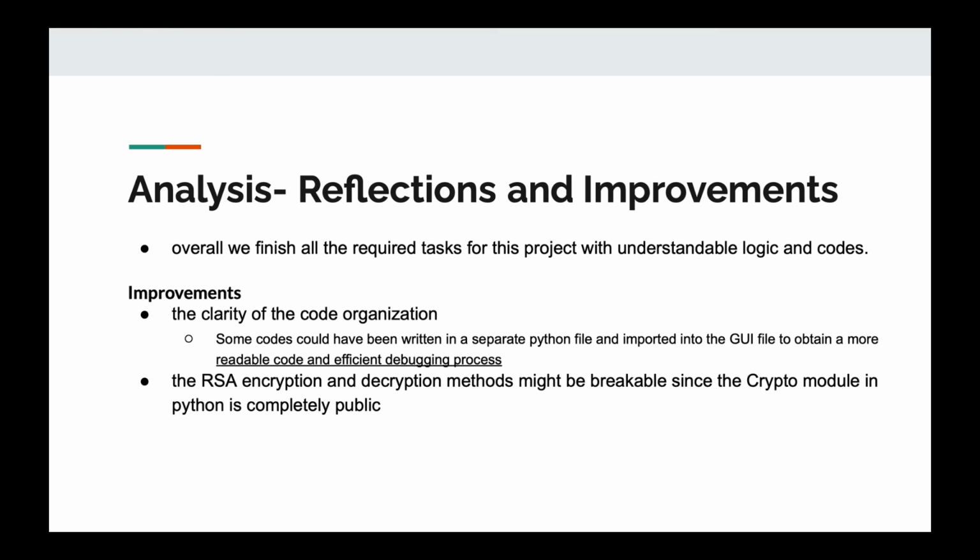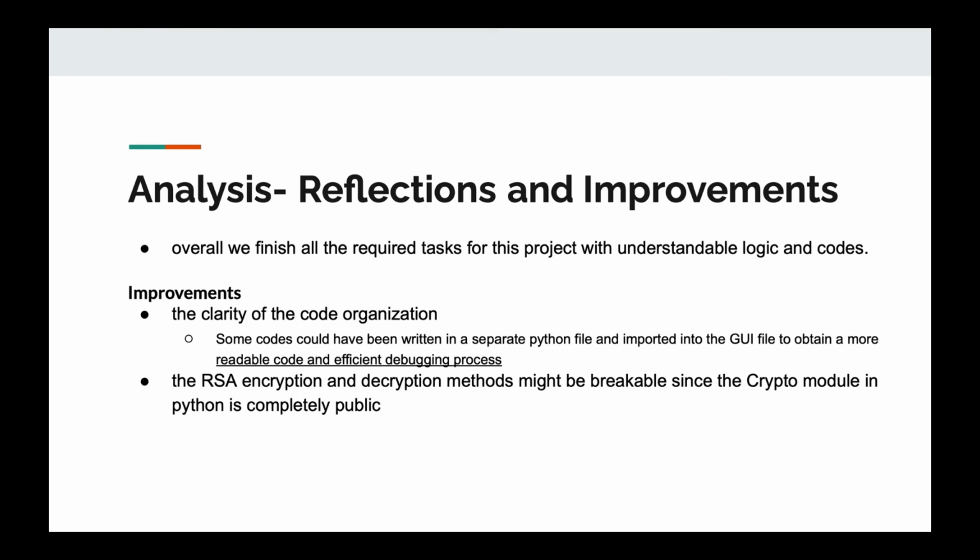Then we move on to the analysis part with our reflections and improvements. We think overall we finished all the required tasks for this project with understandable logic and code. One thing we can definitely improve is the clarity of the code organization. To be more specific, we modified all the code related to the welcome window, sign up page, and bottom layouts in the GUI file with more than 600 lines of code.